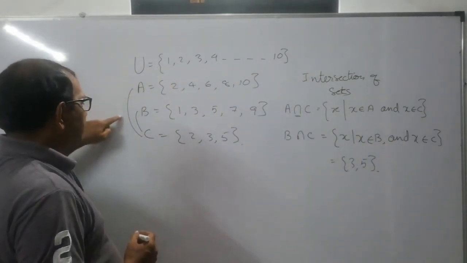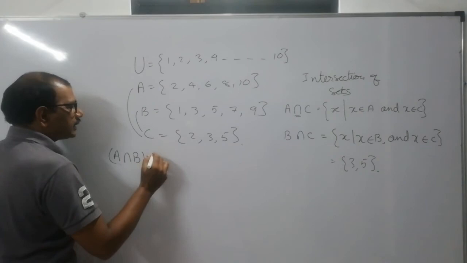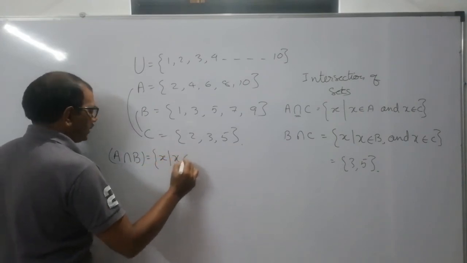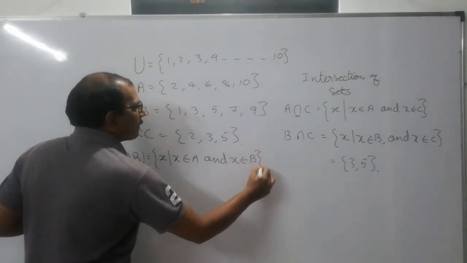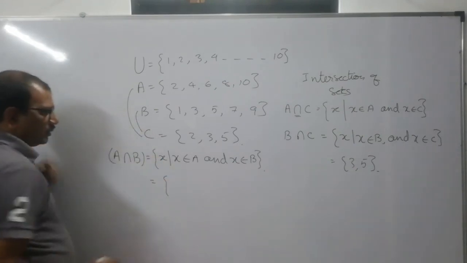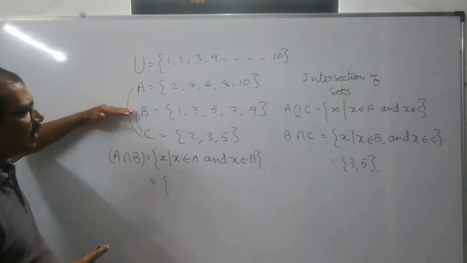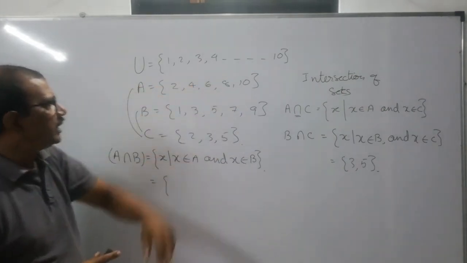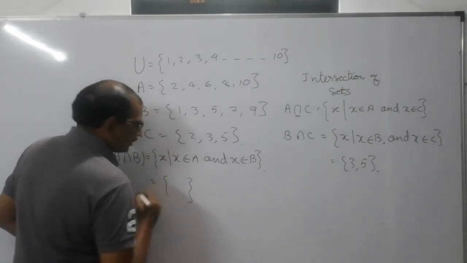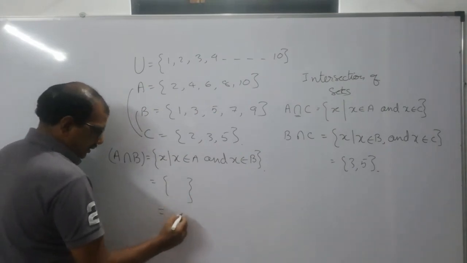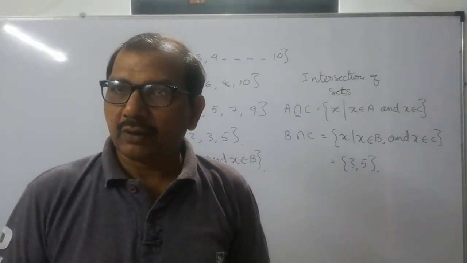Last में हम देखेंगे A intersection B. A intersection B is once again a set of all x such that x belongs to A and x belongs to B. That is equal to, so all the elements of A and B, not all, sorry, common elements between A and B. And what we find is that there is no common element between A and B. So what will be the A intersection B? It will be an empty set, right? Empty set को हम ऐसे लिखते हैं या फिर phi, right? Empty set is also known as null set, right?